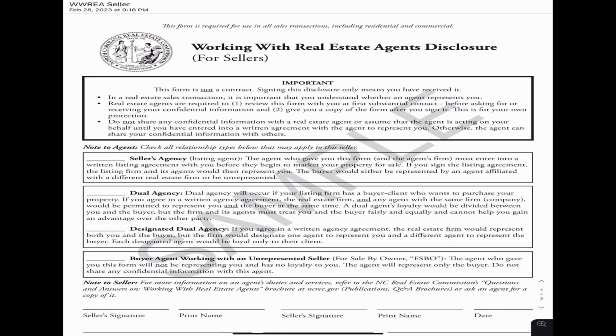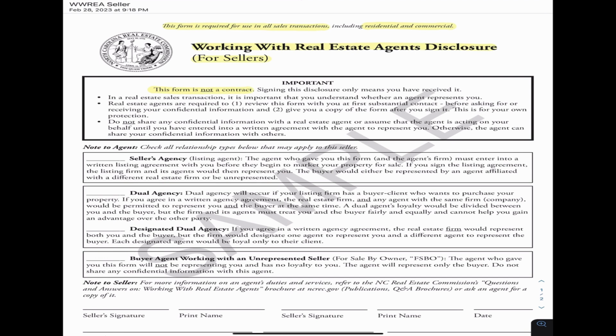Hello friends, today we are going to take a look at a form that North Carolina licensees are required to use for all sales transactions, including residential and commercial, and it's the Working with Real Estate Agents form, the Seller's Edition. The overall purpose of this form is to serve as an introductory disclosure to the general public about their options as it relates to agency relationships in North Carolina real estate transactions where potential representation is involved with a licensee. It is not a contract.